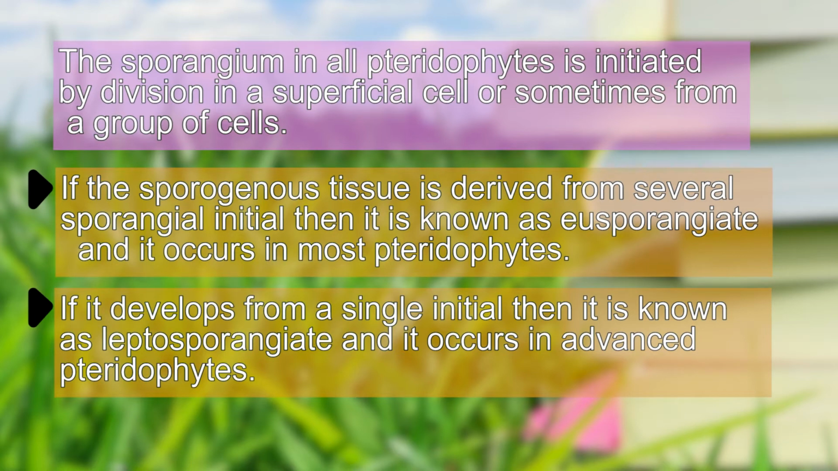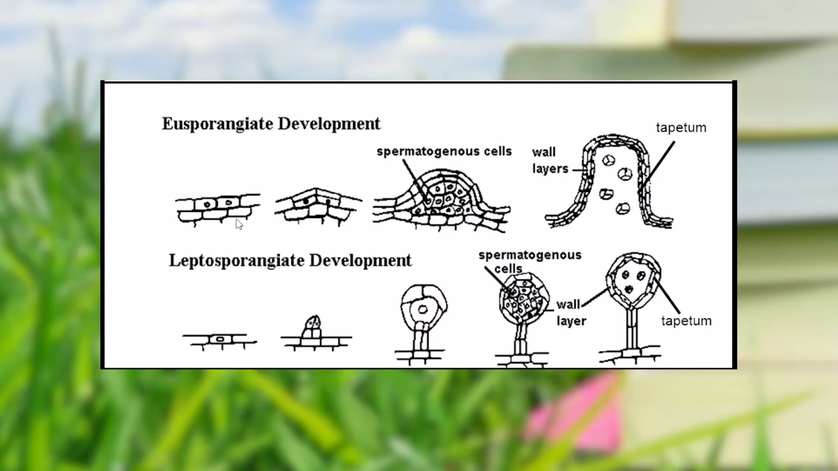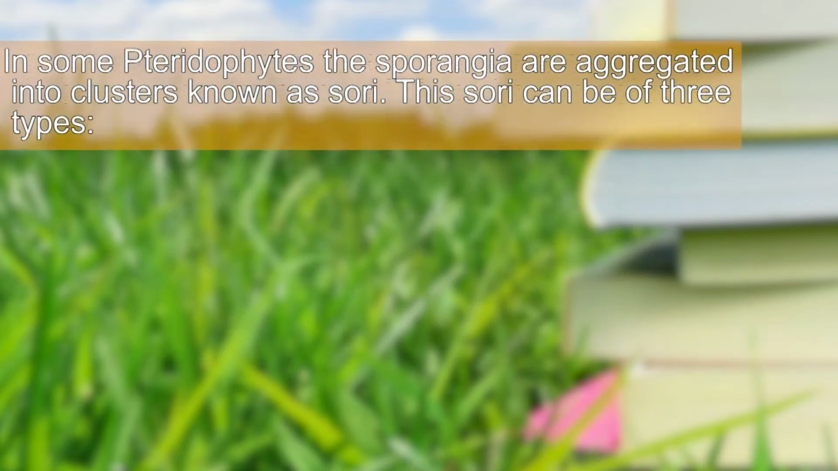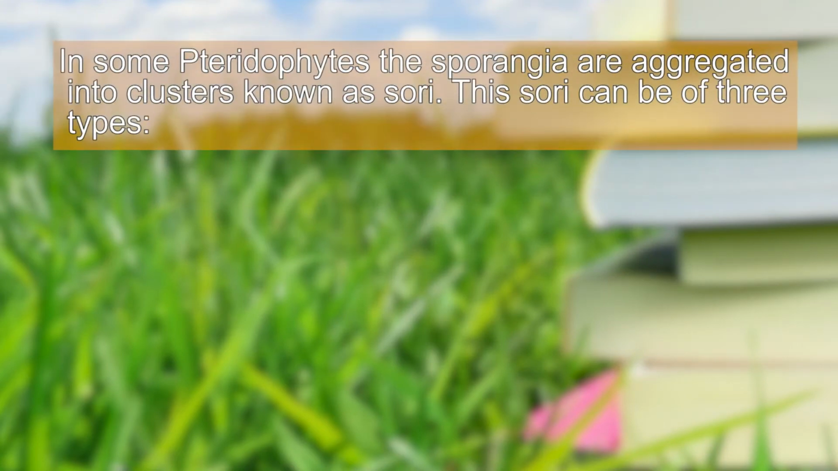In this picture, you can see that in the first case, the eusporangiate development, a group of cells are involved which act as the sporangial initials. But in the second case, only a single cell is present, and in both, the ultimate thing is the sporangium. In most pteridophytes, these sporangia are aggregated to form a cluster-like structure, and this is known as the sori. This sori can be of three types. The first is the simple sorus, the second is the graded sorus, and the third is known as the mixed sorus.